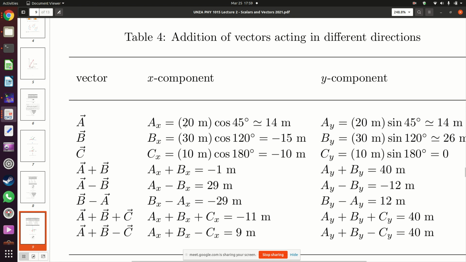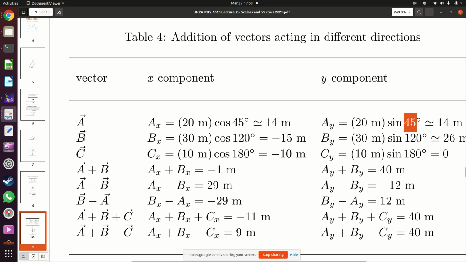You multiply the size of the vector times the cosine of the angle it makes with the positive x-axis. When you move on to the y component, Ay, you multiply the size of the vector times the sine of the angle the vector makes with the x-axis. Are we clear? Yes. That's the process we're going to be following.